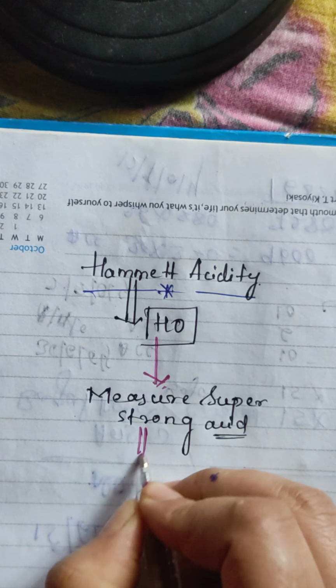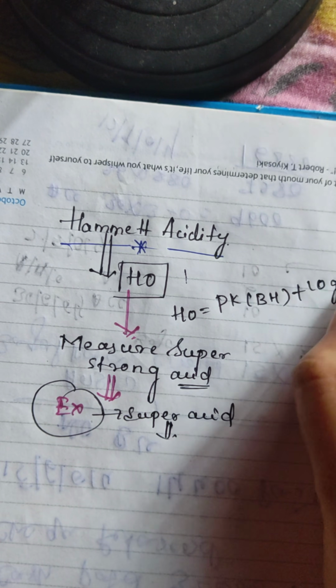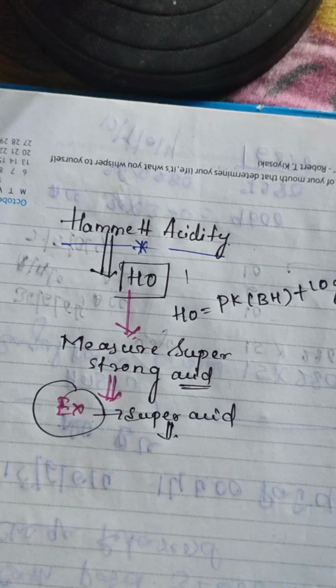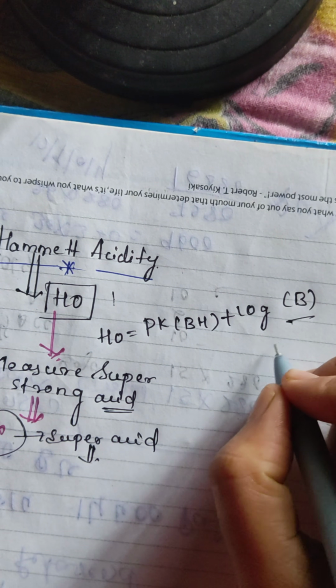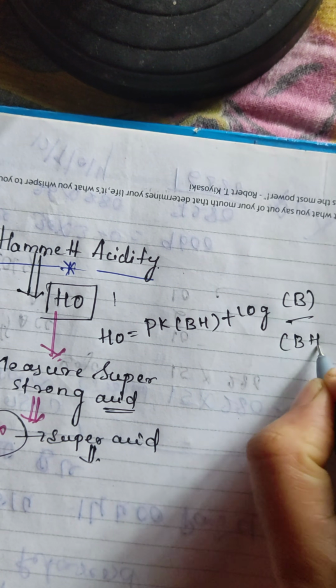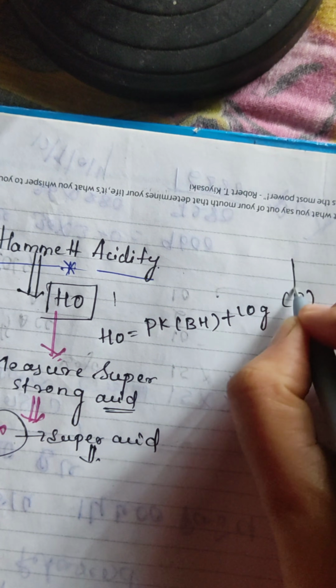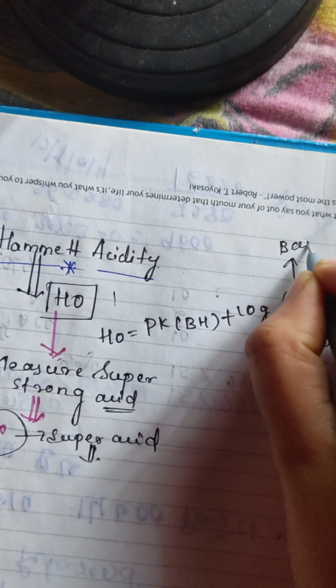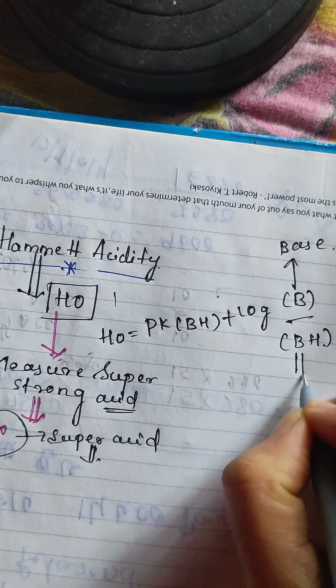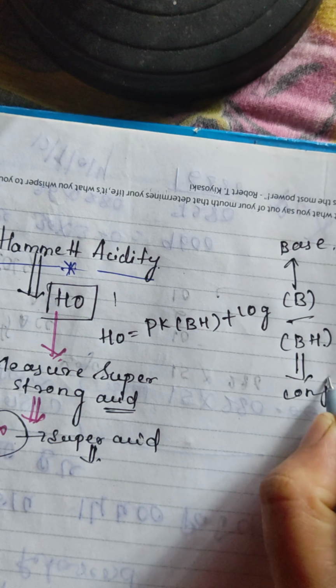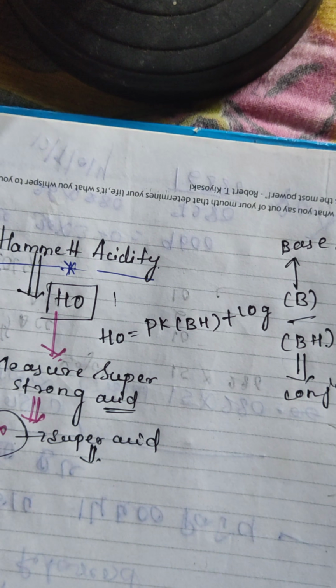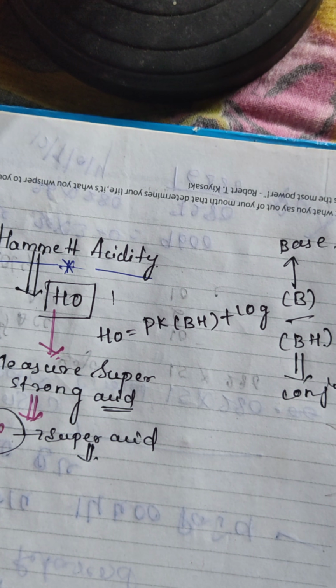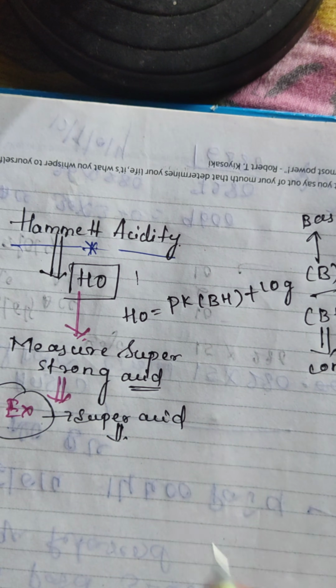Let's move on to the formula. H0 is equal to pKBH plus log of the concentration of B over BH. B is a base, the concentration of BH is given as the conjugate acid, and pKBH is given as that of the conjugate acid and base.